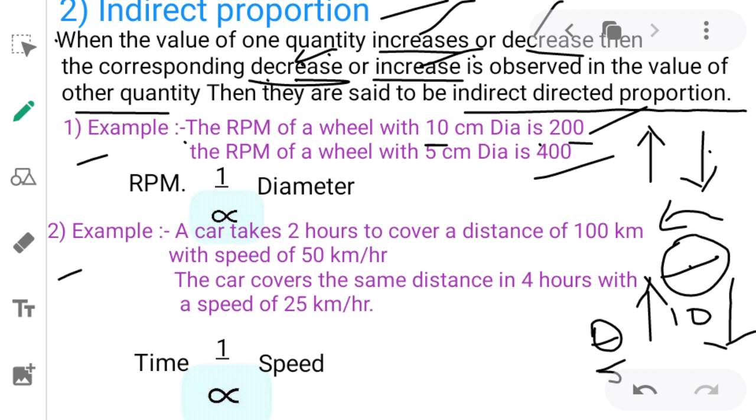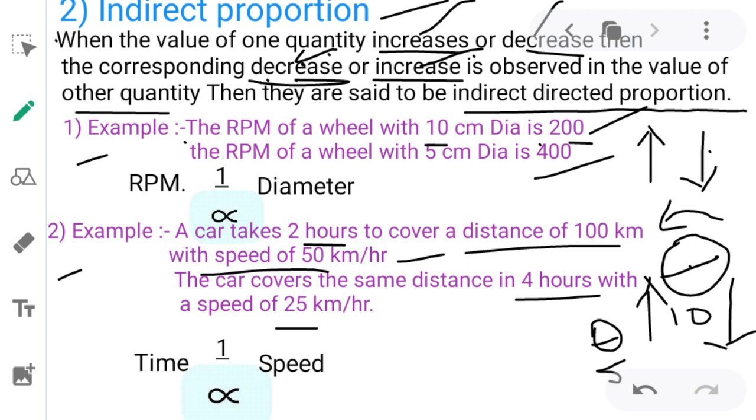Second example: a car takes 2 hours to cover a distance of 100 kilometers with a speed of 50 kilometers per hour. The car covers the same distance, that is 100 kilometers, in 4 hours with a speed of 25 kilometers per hour. What happens here? When the speed increases, the time taken by the car decreases. When the speed decreases, the time taken by the car increases.